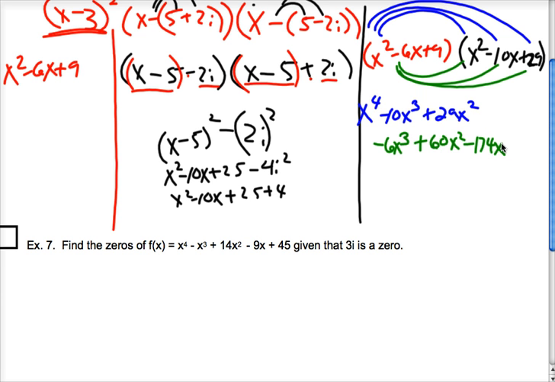And then the last one here. 9 times x squared, 9x squared. Negative 90x. And then 9 times 29, well, 9 times 30 is 270, and I have to subtract 9 from that, so 261.